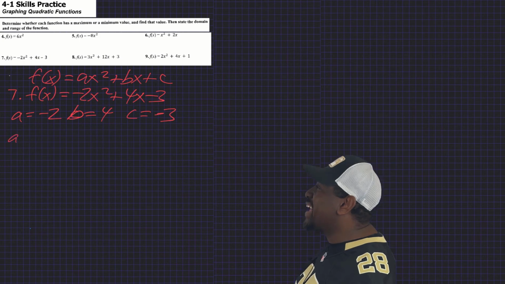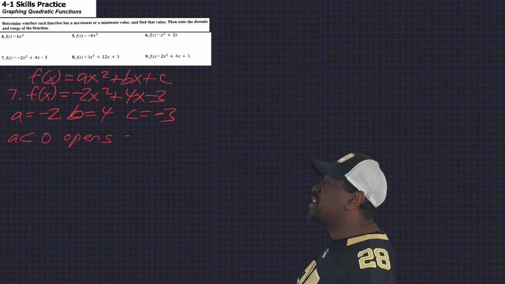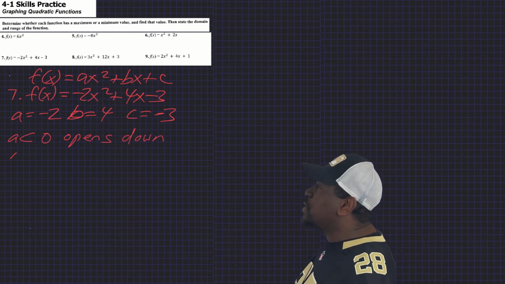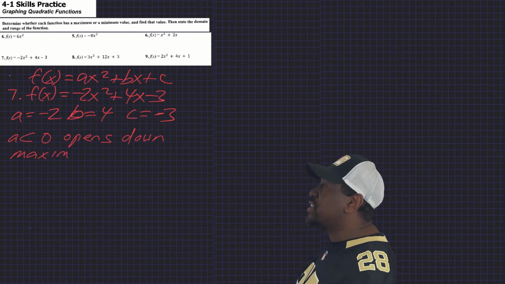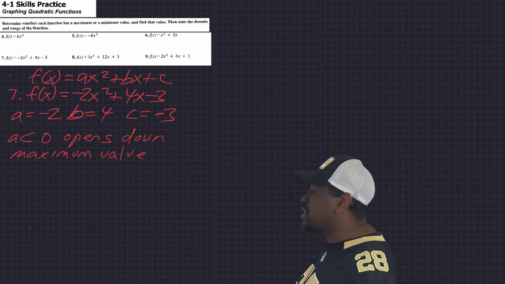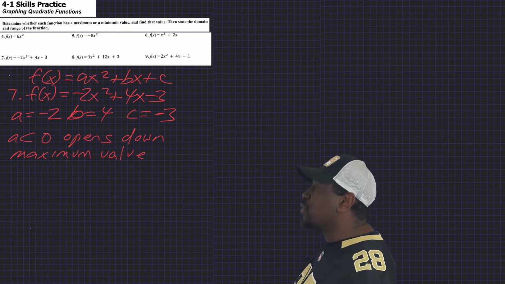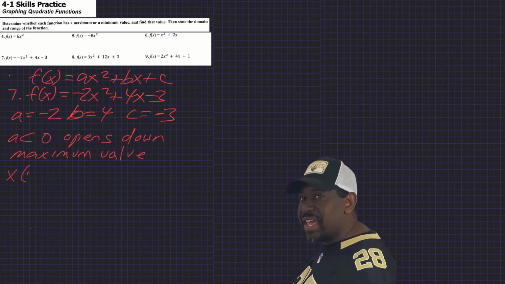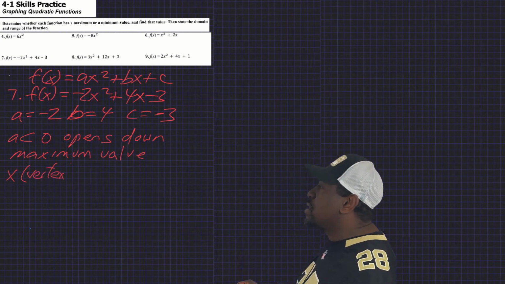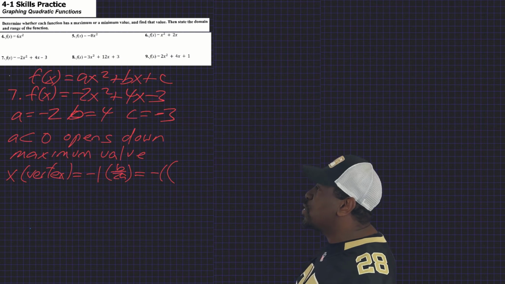And so since a now is not greater than 0, a is negative, we know it's less than 0. Instead of opening up, this parabola will open down. And so instead of having a minimum point, since it opens down, the vertex is the highest point in this type of parabola. And so it becomes your maximum value. So we're looking for a maximum value because a is negative, which means the parabola opens down. But just like we did before, in order to find a maximum or minimum value, we need the x coordinate of the vertex. So we use that same equation, negative 1 times b over 2a.